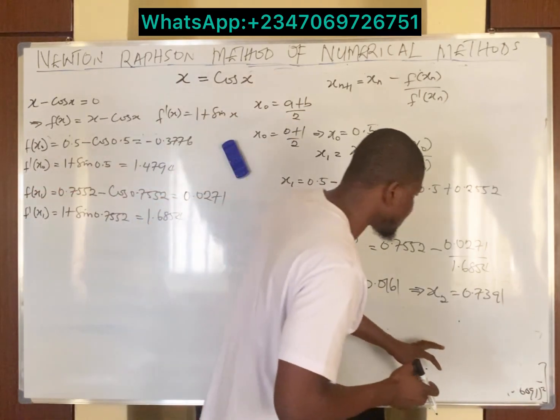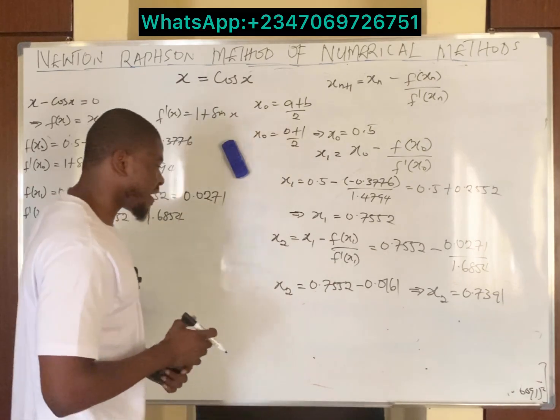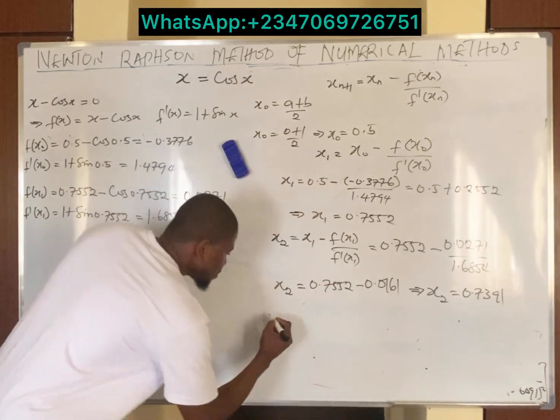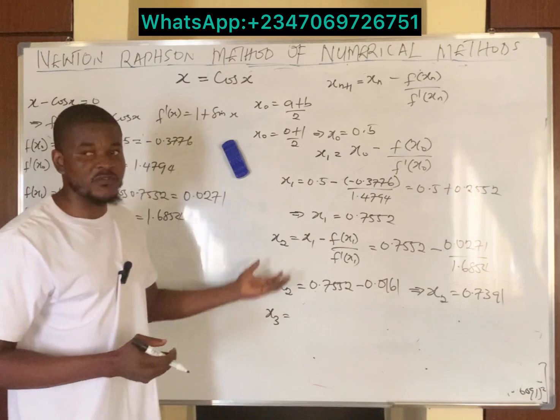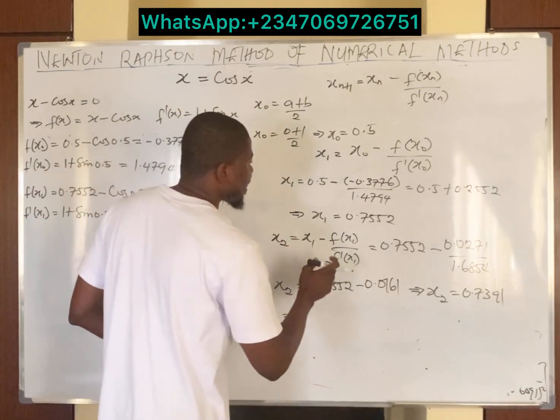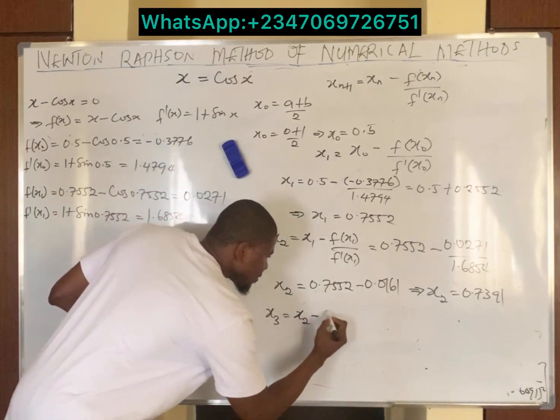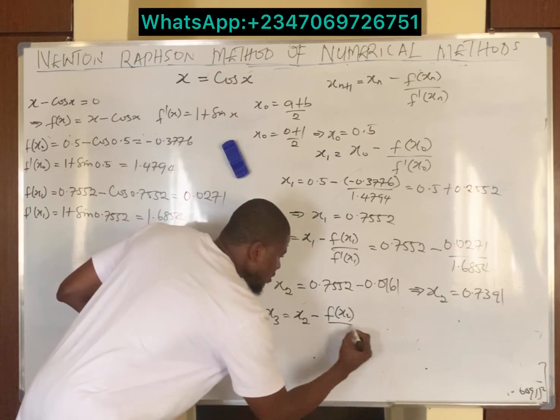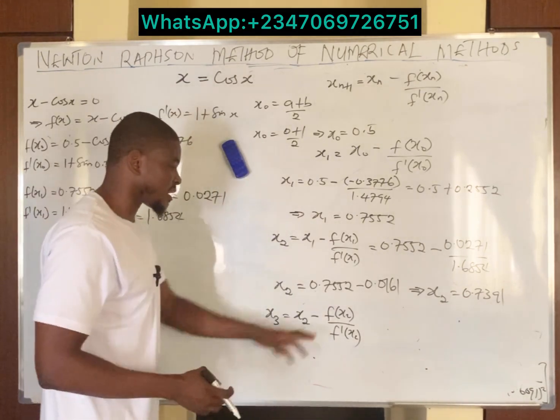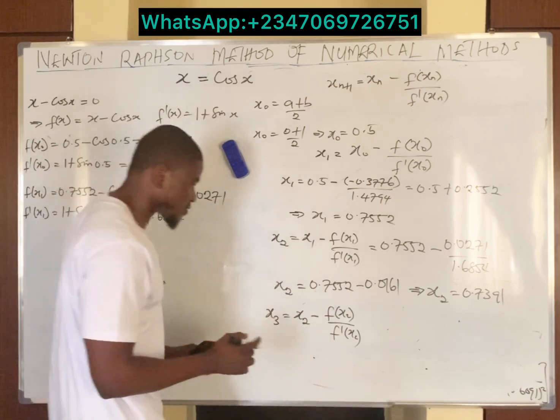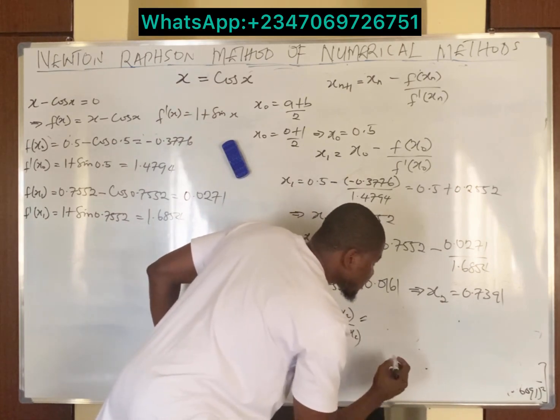So x2 here is 0.7391, and so we can now find our third root, which is x3. To find x3, it means that x2 now replaces x1 in the formula. So this becomes x2 minus f of x2 divided by f prime of x2. So we need to find the value of the function at x2 and its derivative also at x2. We know what x2 is, we just obtain the value here, 0.7391.